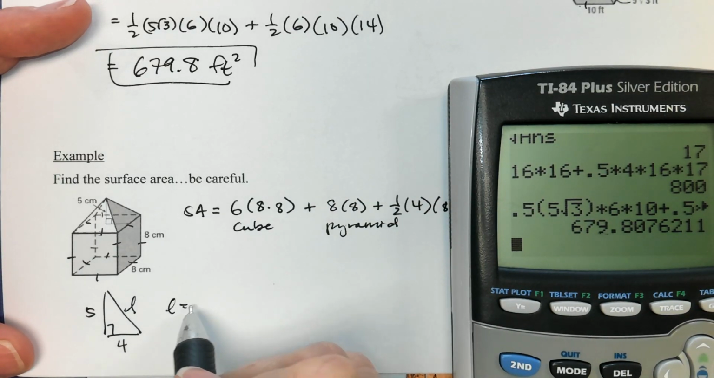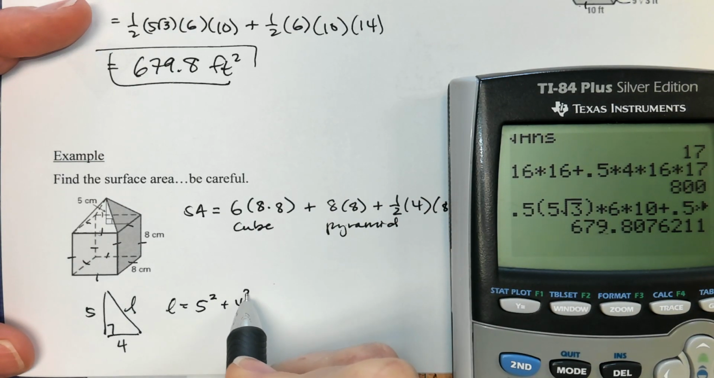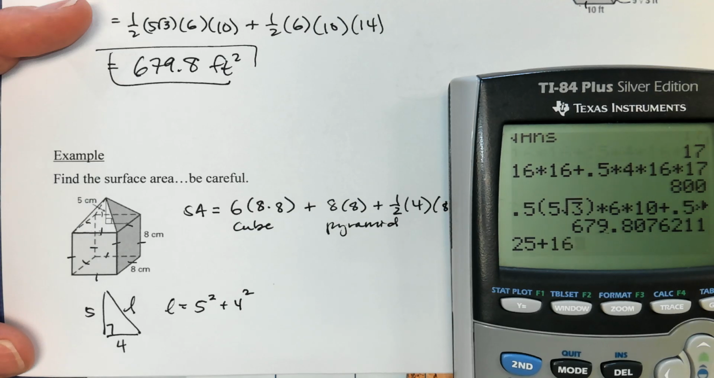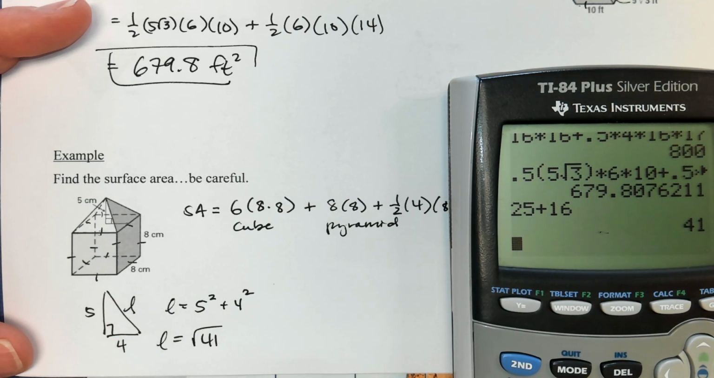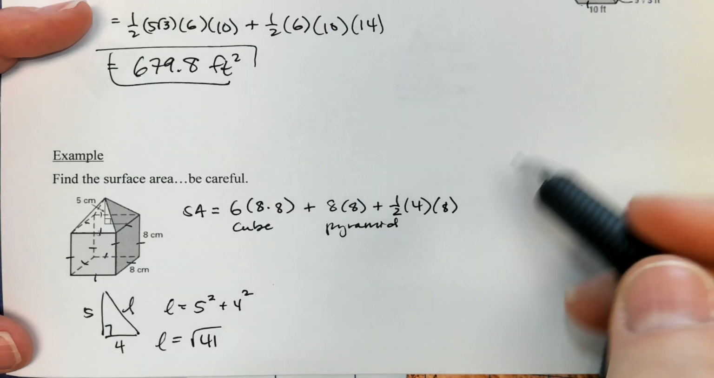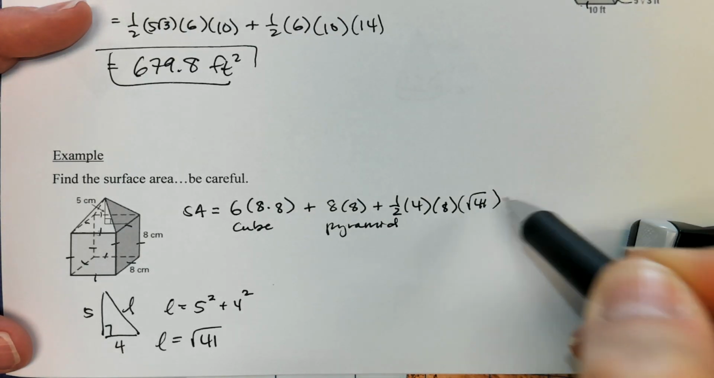So my slant height squared equals 5 squared plus 4 squared, which is 25 plus 16. So my slant height is square root of 41. Whatever that decimal is, it's fine. We just wanted to be able to plug it in here, so square root of 41.